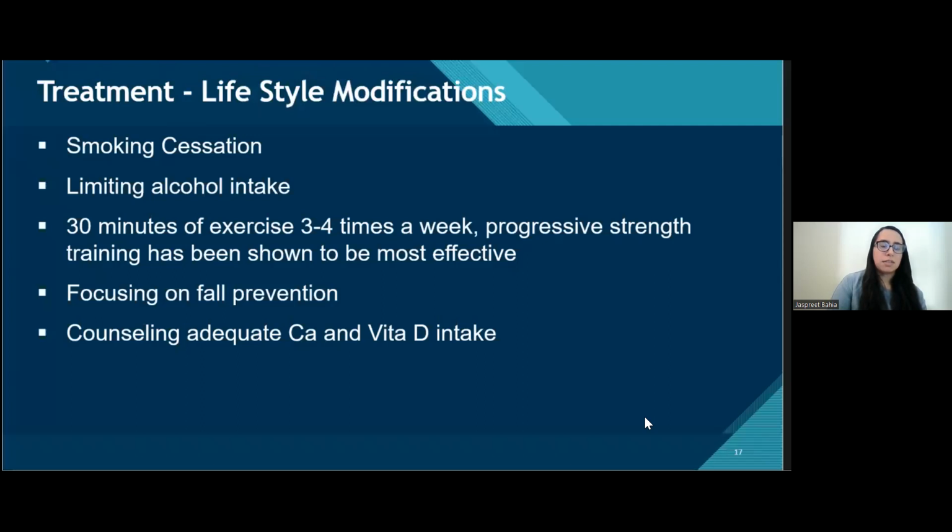After that, you want to counsel your patient on adequate calcium and vitamin D intake. Generally, the recommendation is to ensure you get 1,000 milligrams to 1,200 milligrams of calcium a day and 800 to 1,000 units of vitamin D intake. Oral sources are preferred, but if your patient can't get it through an oral dietary source, it's okay to supplement with vitamins.